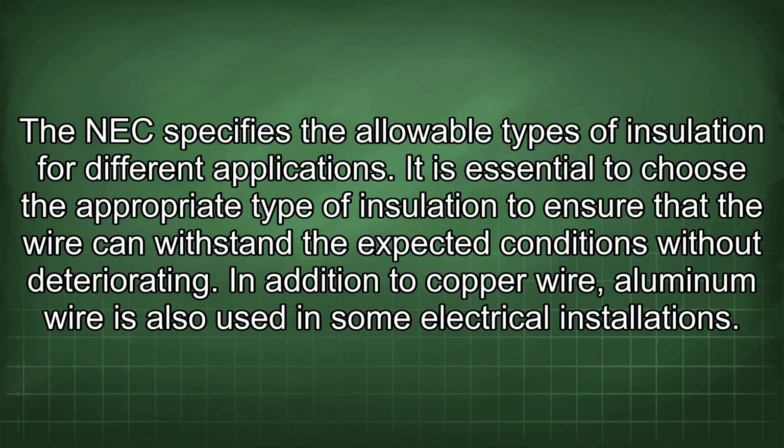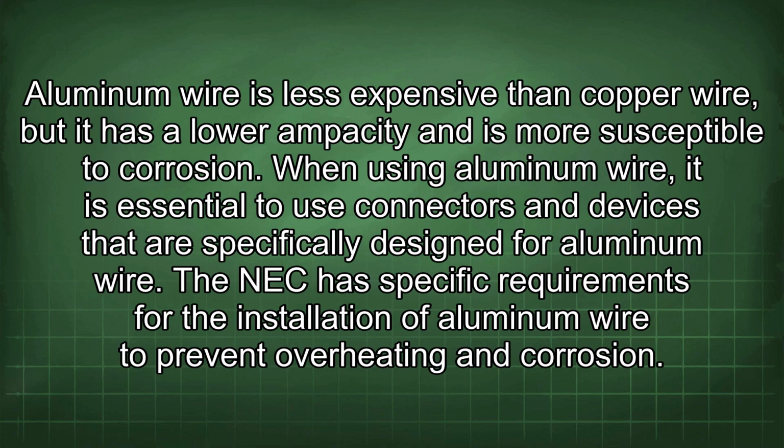without deteriorating. In addition to copper wire, aluminum wire is also used in some electrical installations. Aluminum wire is less expensive than copper wire, but it has a lower ampacity and is more susceptible to corrosion. When using aluminum wire, it is essential to use connectors and devices that are specifically designed for aluminum wire. The NEC has specific requirements for the installation of aluminum wire to prevent overheating and corrosion.